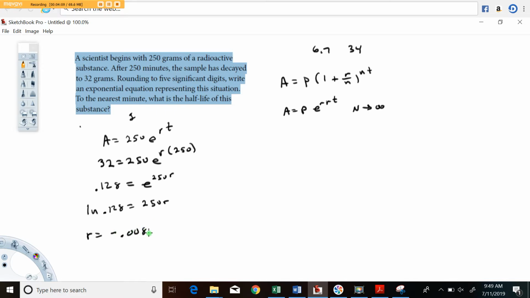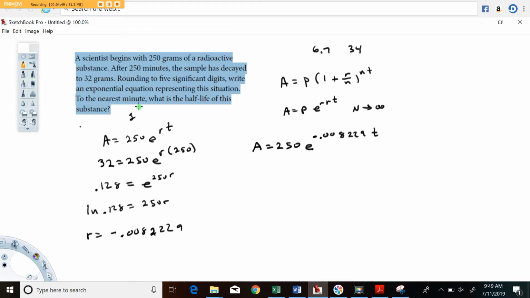It says 5 sig figs. I'll go ahead and honor that. 229 is what I got out of that. There's our 5 sig figs. Honestly, I think that 2 sig figs is just fine. And I'm going to go ahead and rewrite it now. A equals 250 e to the r, which we just found, minus 0.008229t. So there's our formula that will model this 250 grams of radioactive material decaying off.